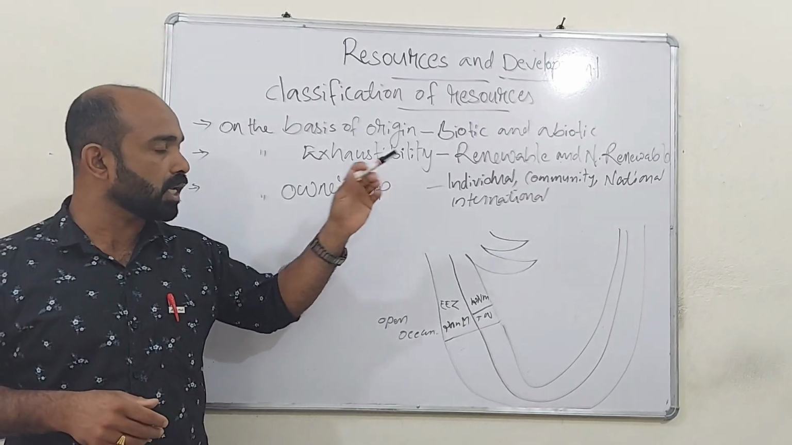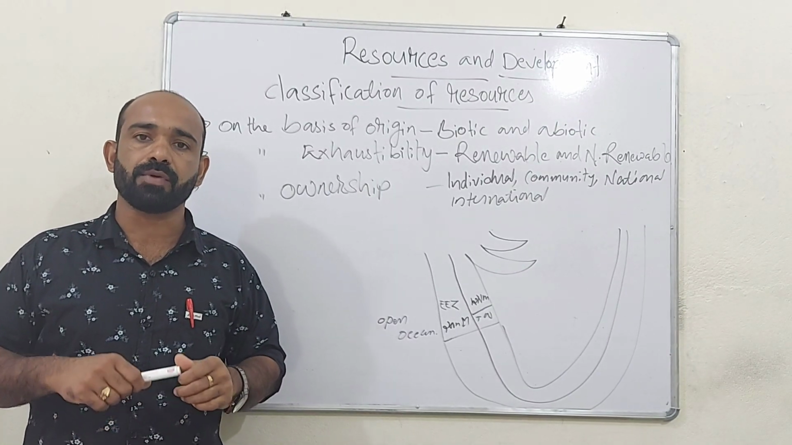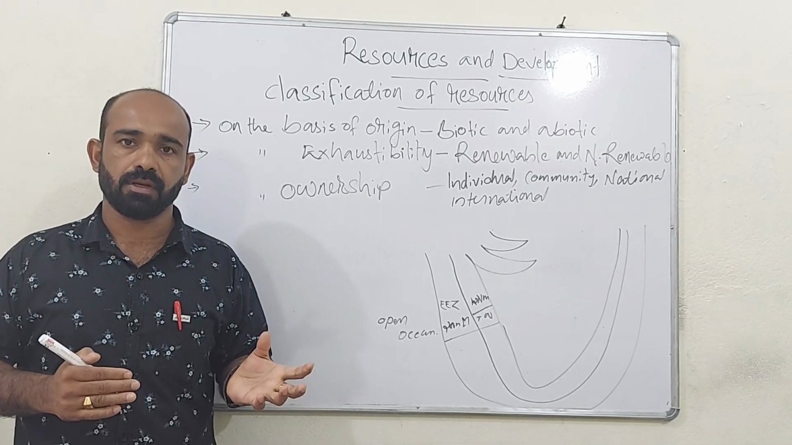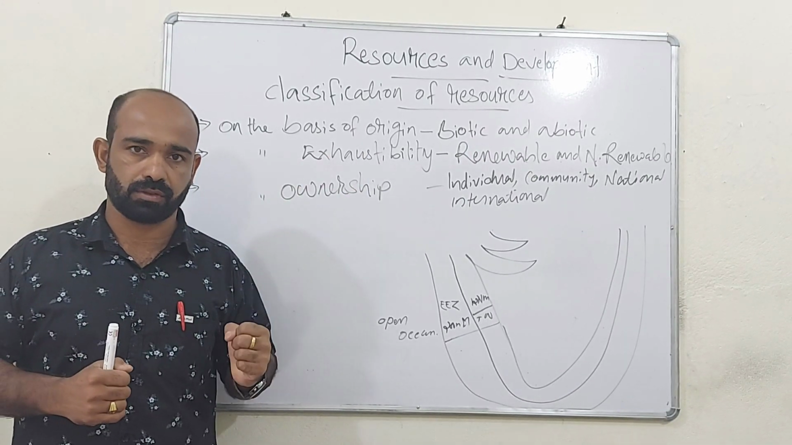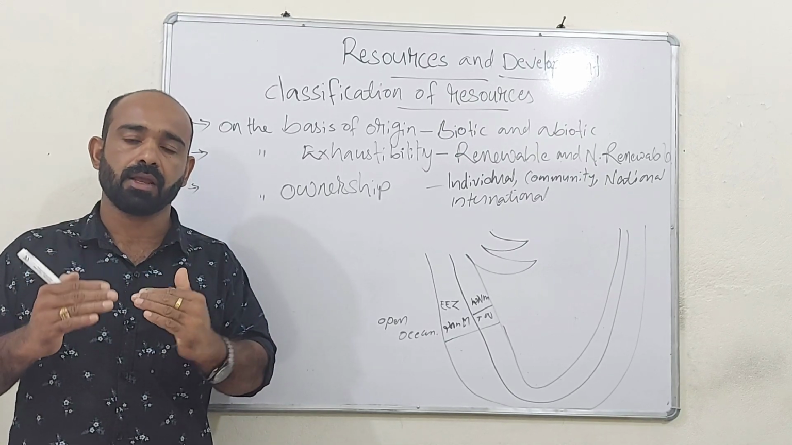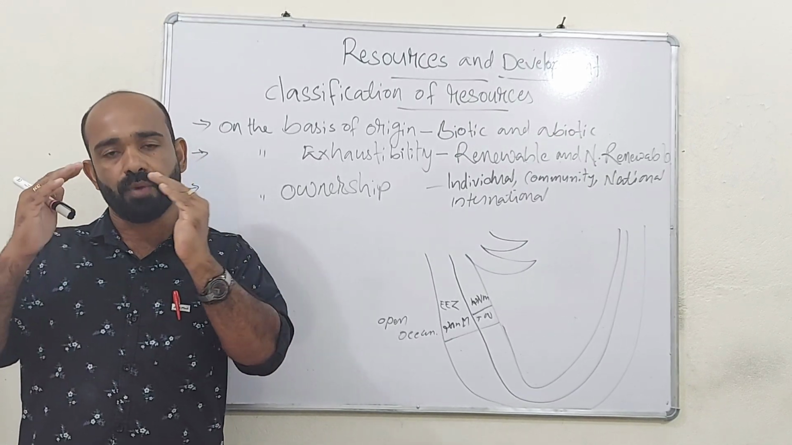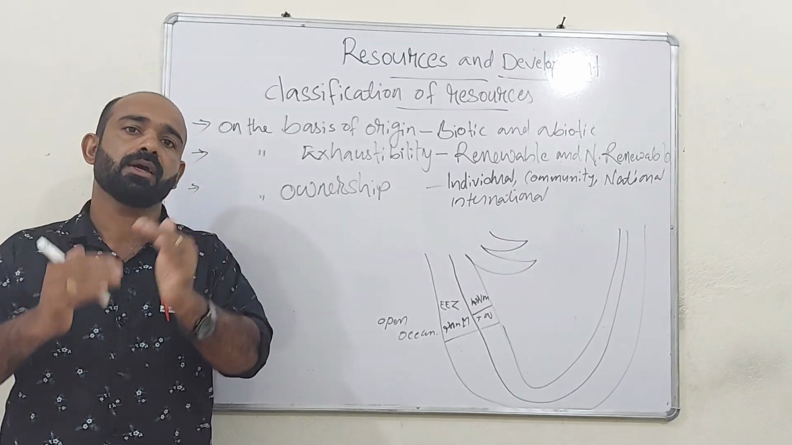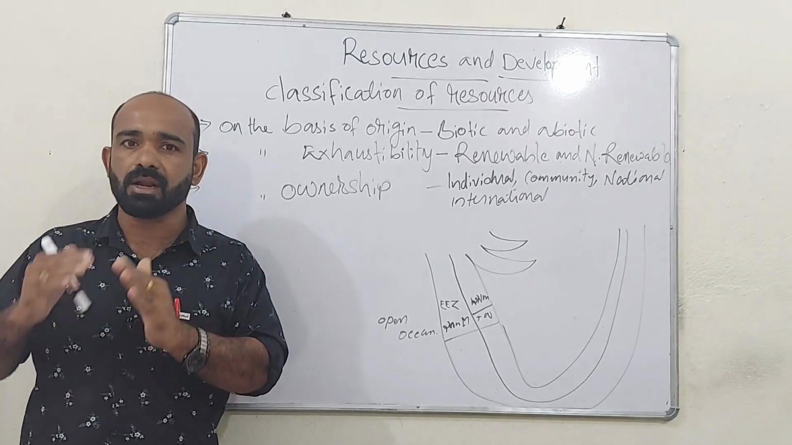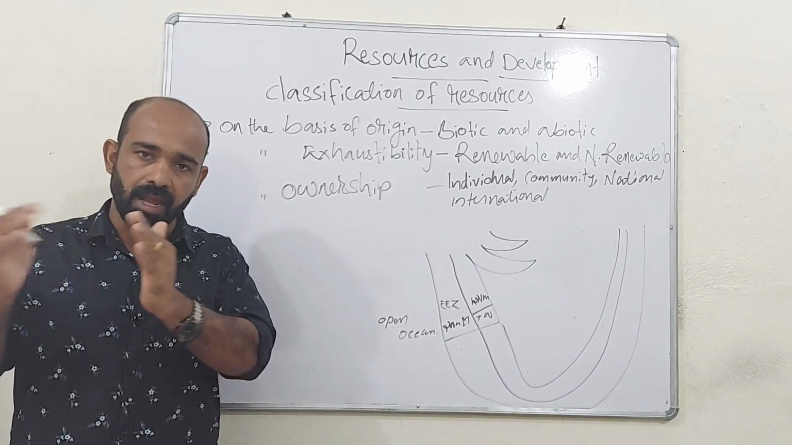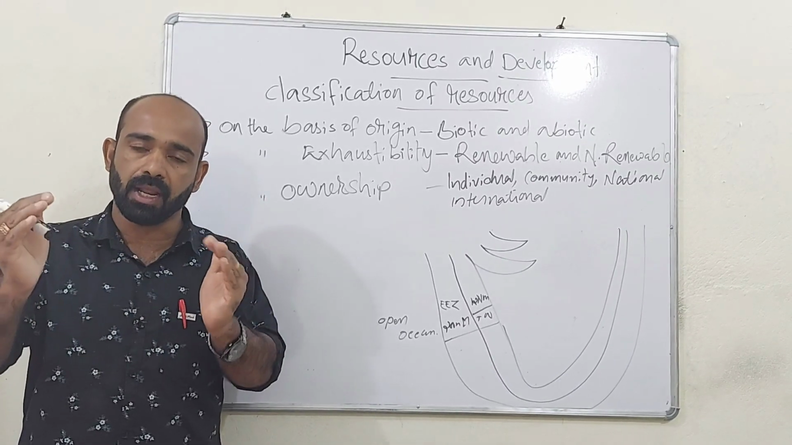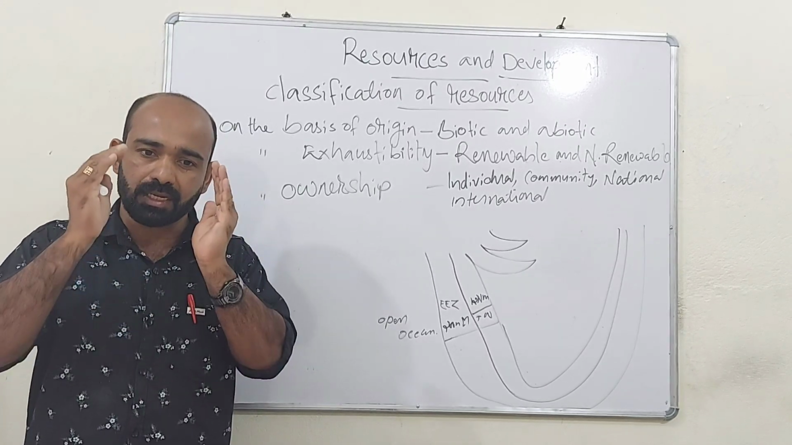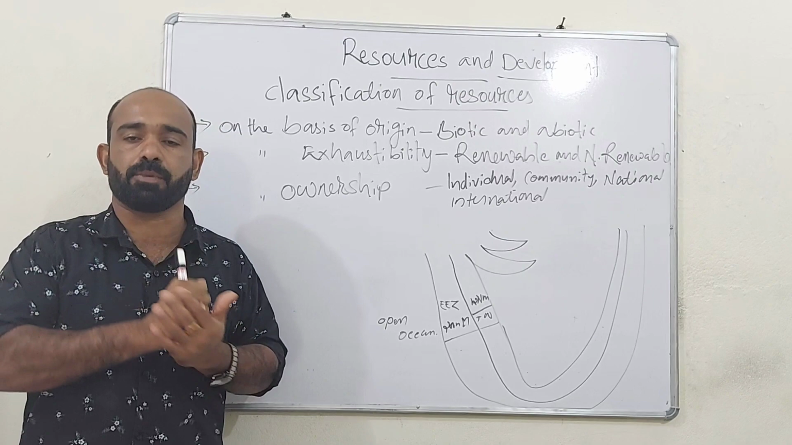First of all, let's talk about individual resources. Resources which are owned and operated by individuals, like a house, a car, a pen. Water may be individually possessed. Such resources are called individual resources. That means certain property areas, land areas, a house, a building, a car. Such areas are called individual resources because it is only one person's particular property.